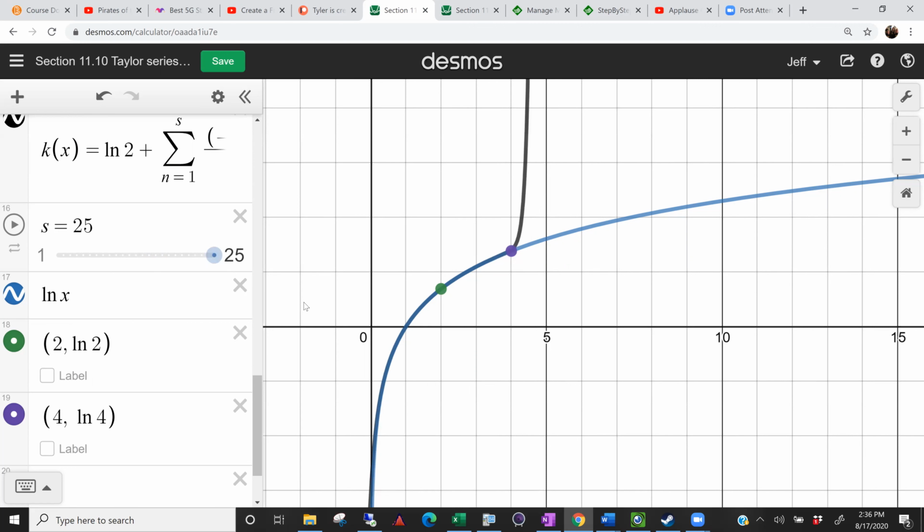No, nothing beyond that. And of course, the function itself is undefined at 0, so it makes sense that our Taylor series doesn't converge near 0.